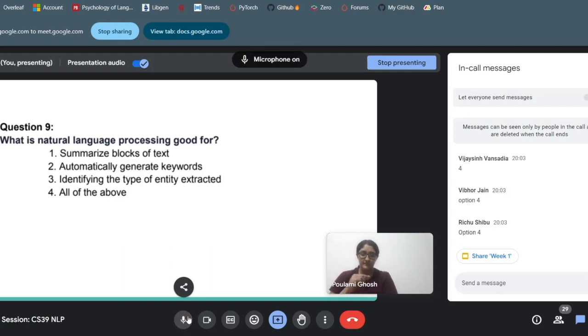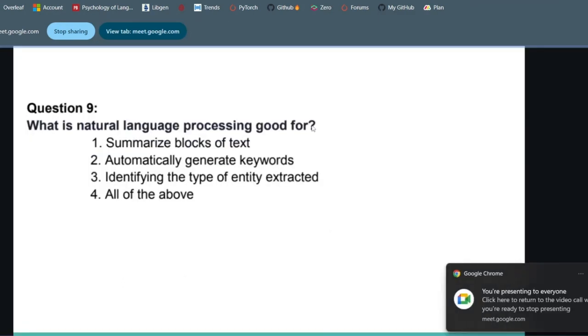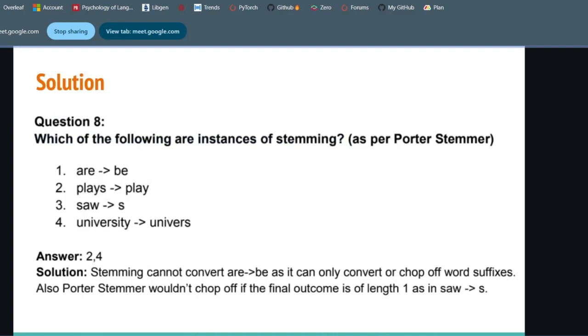Excuse me, ma'am. I'm sorry for questioning the last question, but for my satisfaction, I rechecked on ChatGPT. It says saw is also part of stemming according to the Porter stemmer. ChatGPT does not always give reliable solutions. It can hallucinate a lot of times.